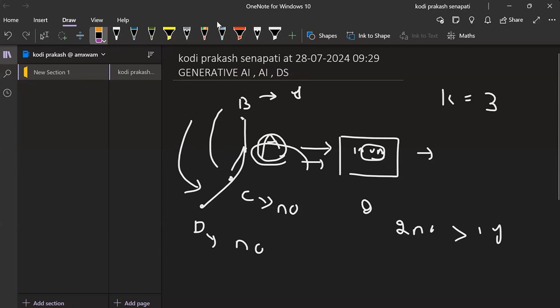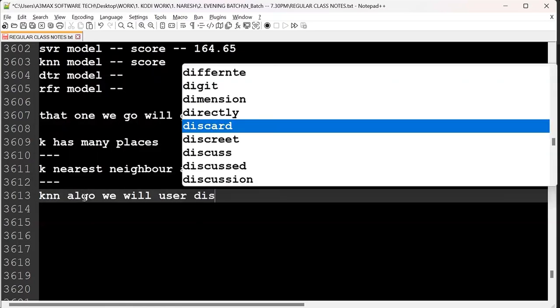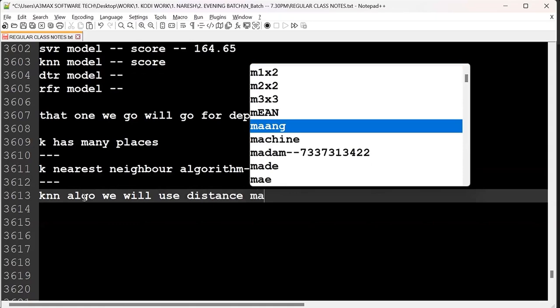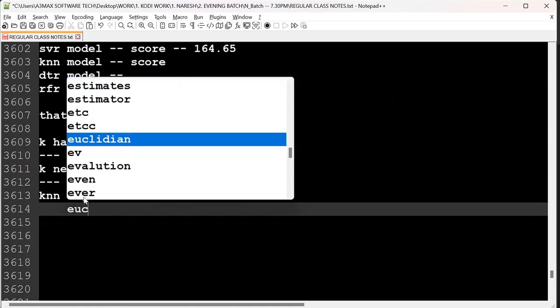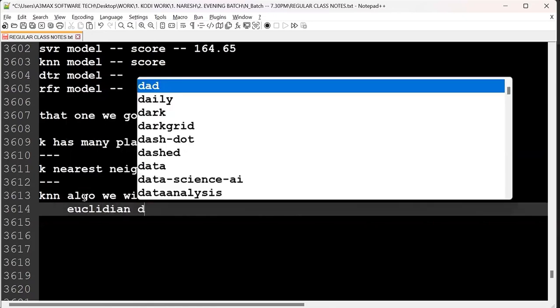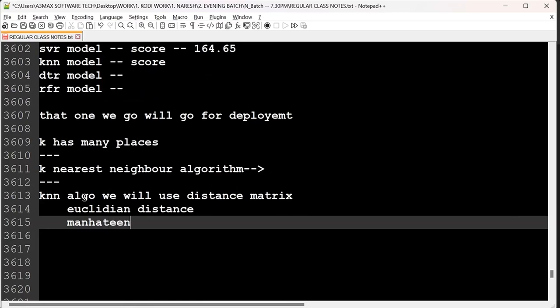So in KNN, let's try to understand. Always remember: K nearest neighbor, nearest neighbor. In the KNN algorithm, we will use distance metrics. We have 2 types of distance metrics. The first one is Euclidean distance. The second one is Manhattan distance. Okay, so try to understand. I have data points.